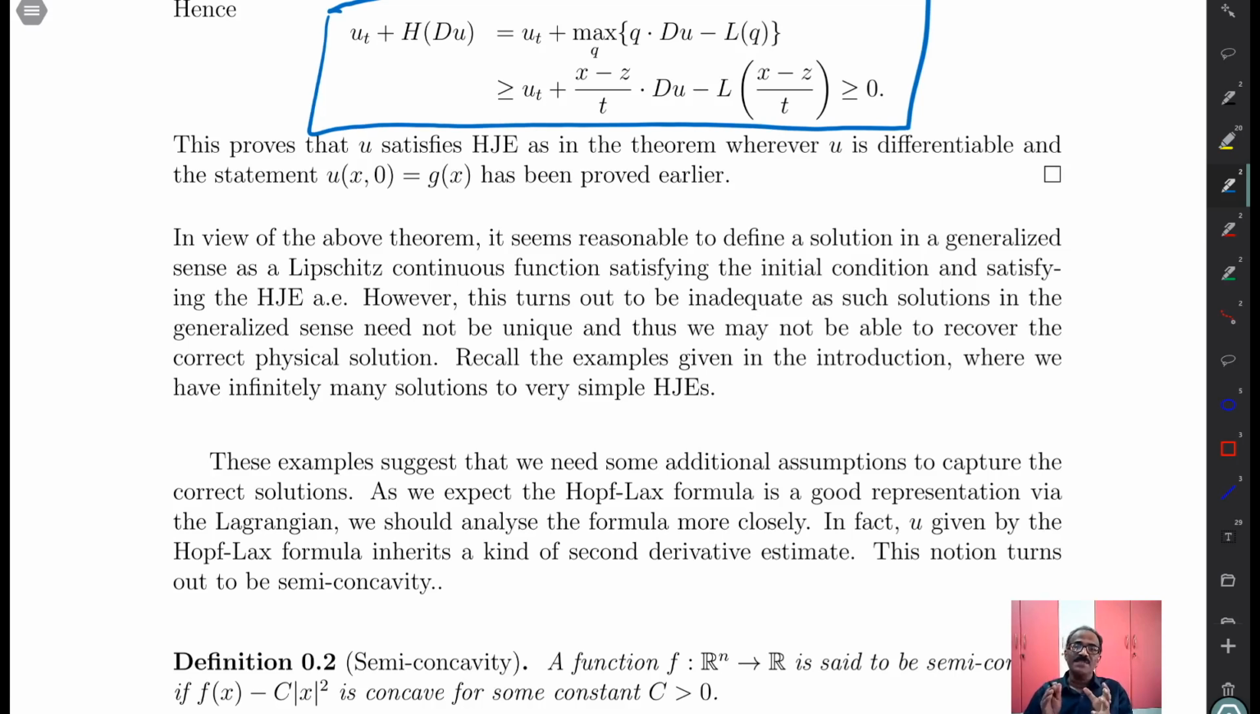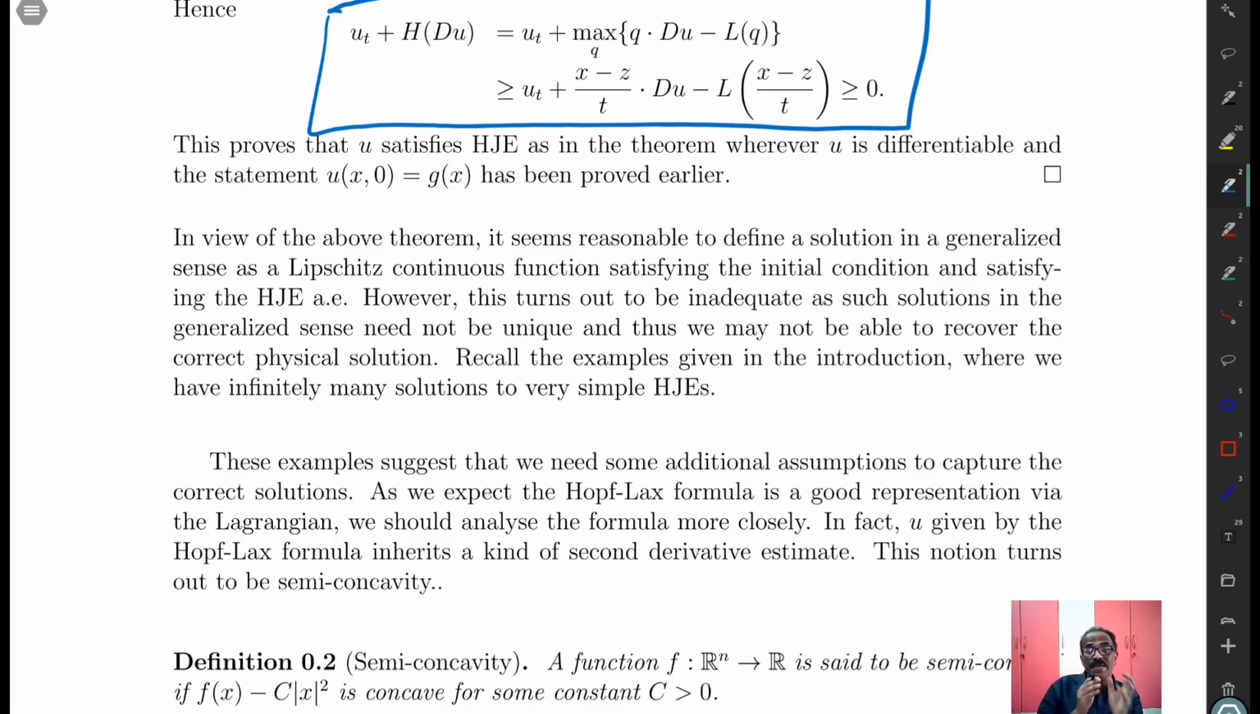So you can always define a weaker sense of the solution. A Lipschitz function is said to be a solution of your PDE, and since it's Lipschitz, its derivative exists almost everywhere, and then it satisfies the equation wherever the derivative exists. But as you have seen in the beginning, if you have Lipschitz continuous functions, these solutions may not be unique. So in this generalized sense, you may get a solution, but you may also get unwanted solutions.